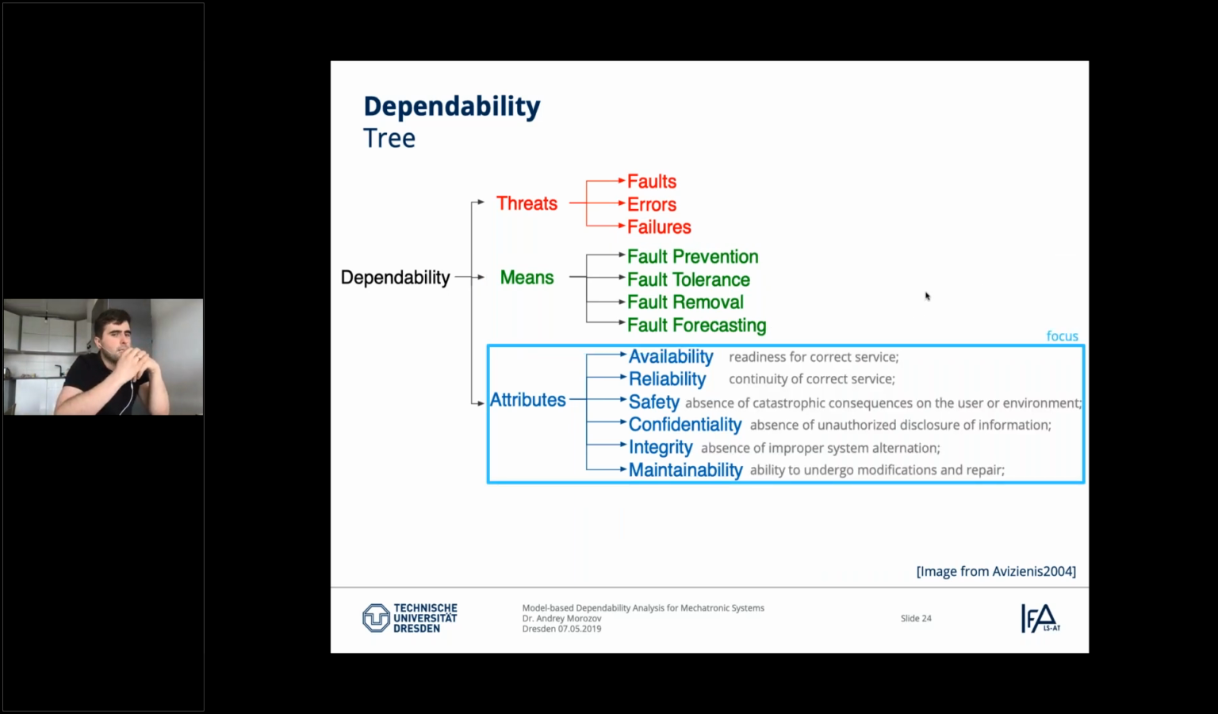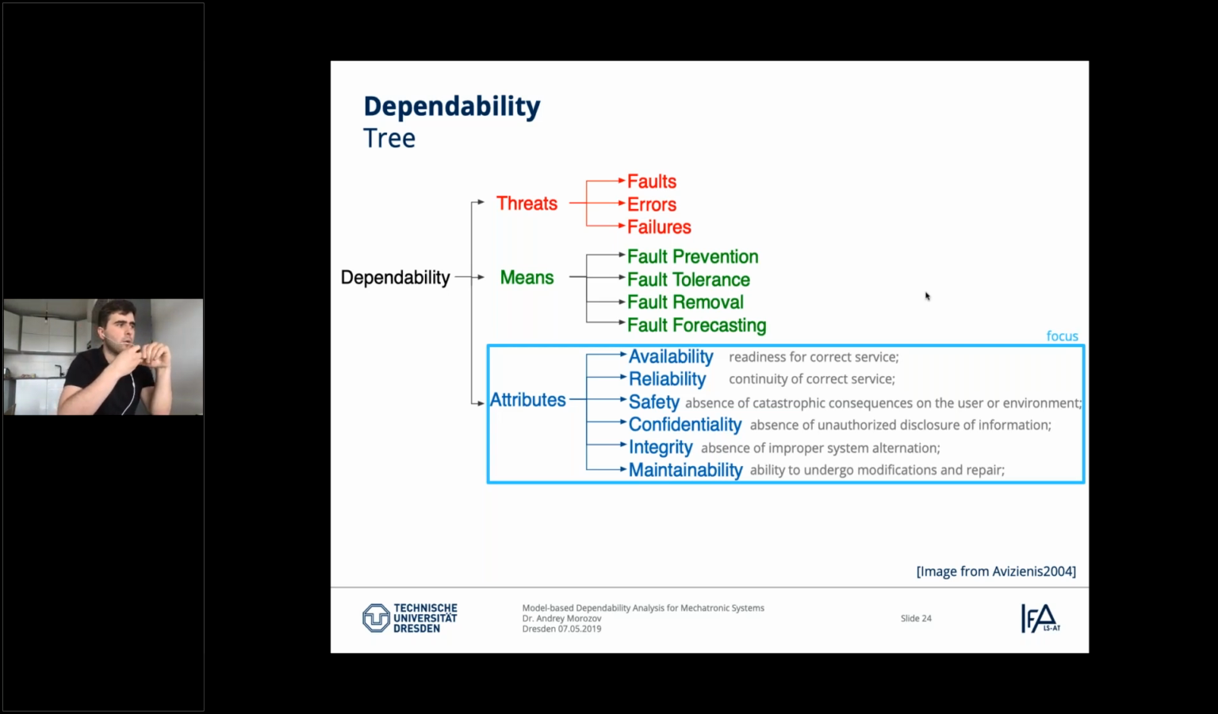Now, more interesting things about the attributes. There are 6 classical dependability related attributes. They are listed here: availability, reliability, safety, confidentiality, integrity, maintainability. In most cases, we will talk about reliability and safety, but let me give definitions for the other things.